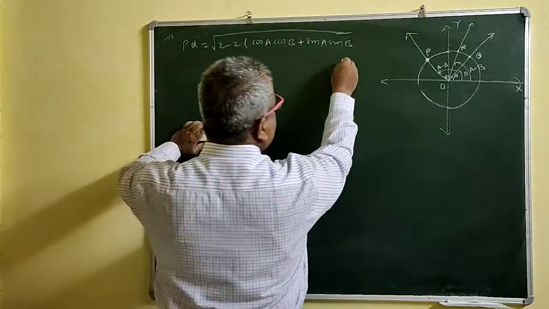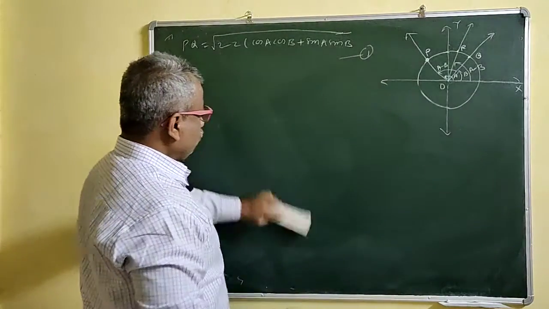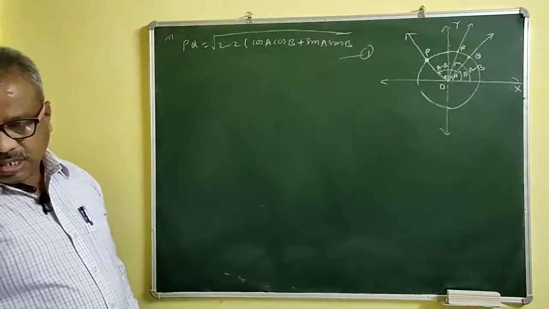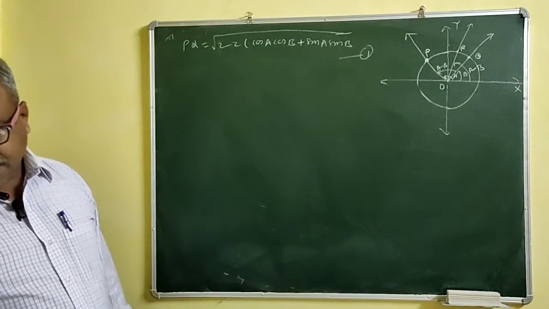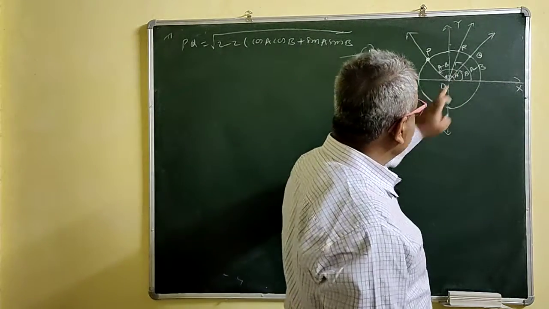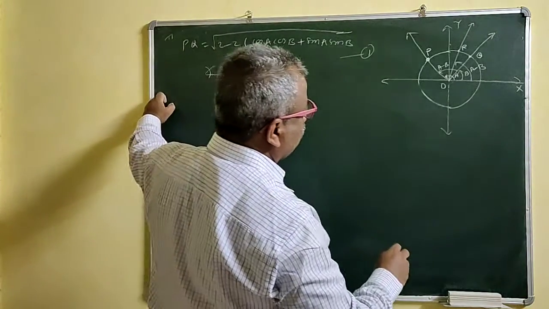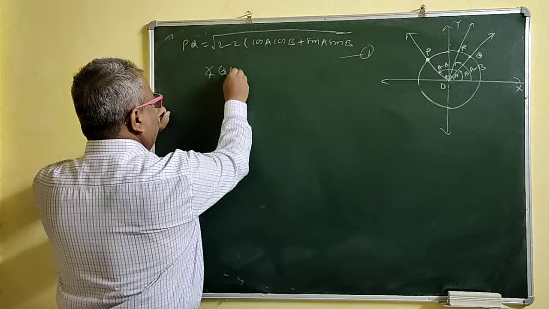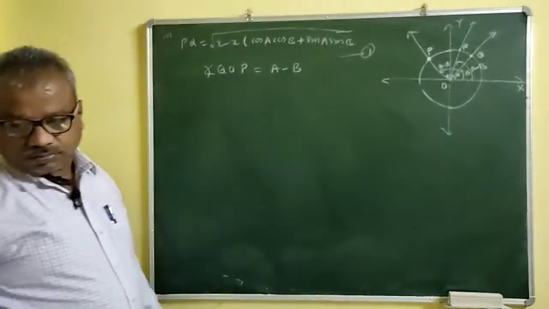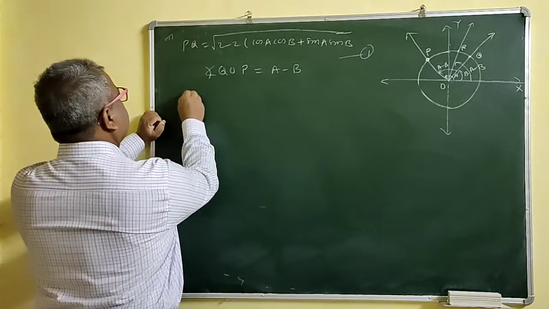We'll call this equation 1. So just with the help of A and B, we did this one. Now we are interested in A minus B. Your A minus B will be the directed angle QOP, which is equal to A minus B.